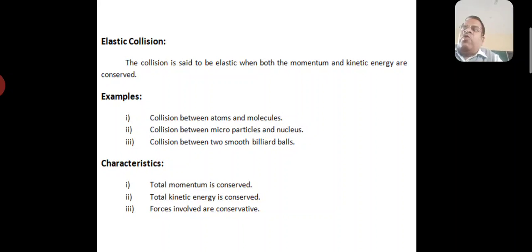You know there are two types of collision, elastic collision and inelastic collision. In elastic collision, momentum and kinetic energy both are conserved. Characteristics of elastic collision: total momentum is conserved, total kinetic energy is conserved, forces involved are conservative. Examples for elastic collision: collision between atoms and molecules, collision between microparticles and nucleus, collision between two smooth billiard balls.